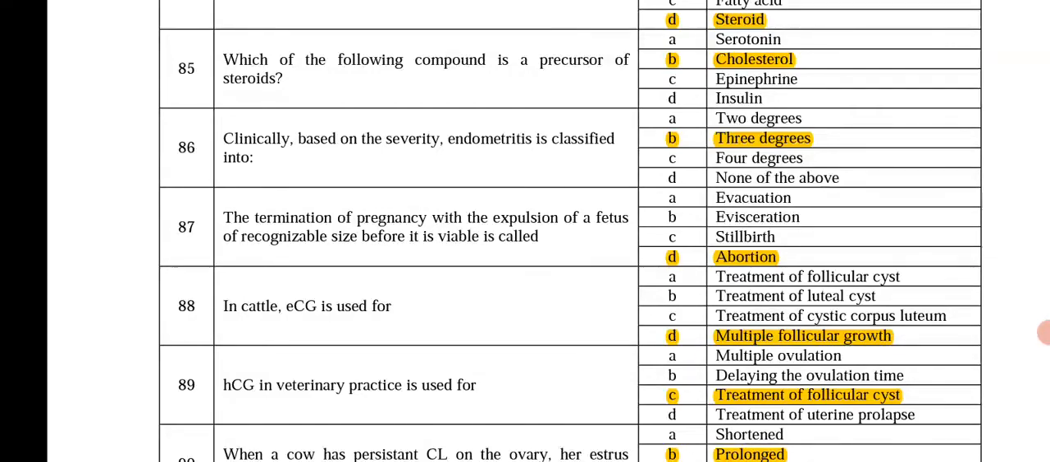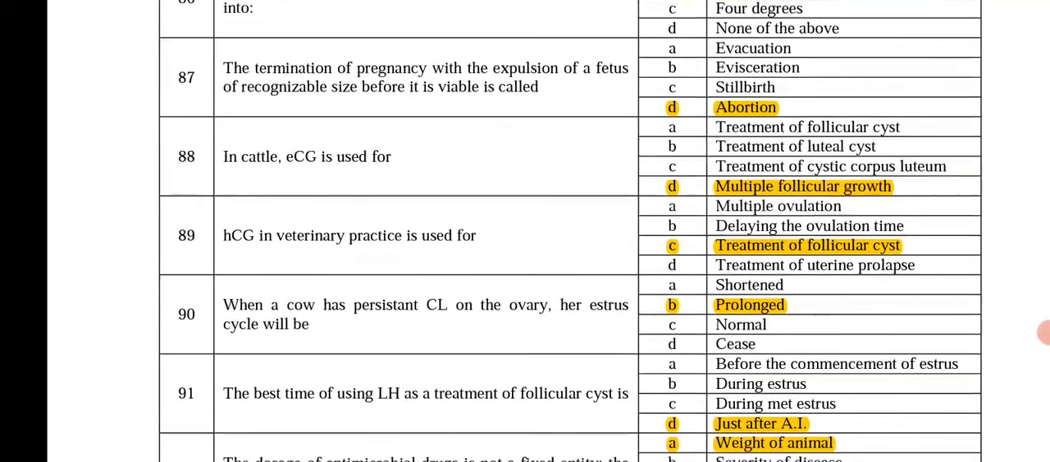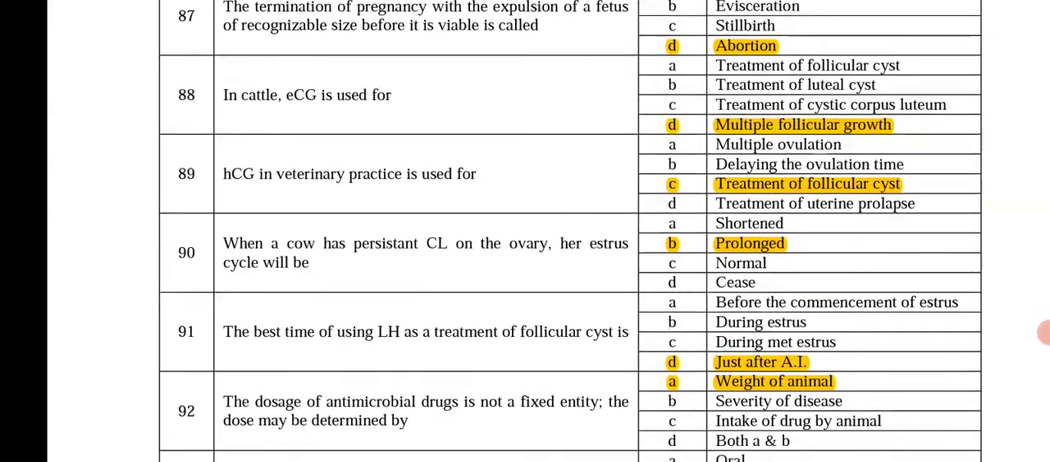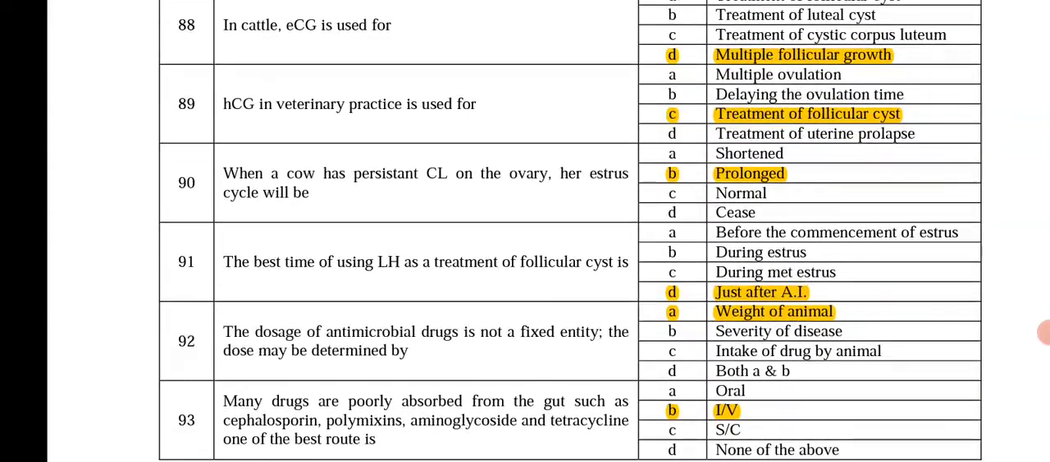In cattle, equine chorionic gonadotropin is used for multiple follicular growth. Human chorionic gonadotropin in veterinary practice is used for treatment of follicular cyst. When a cow has persistent corpus luteum on the ovary, her estrous cycle will be prolonged. The best time of using luteinizing hormone as treatment of follicular cyst is just after artificial insemination.